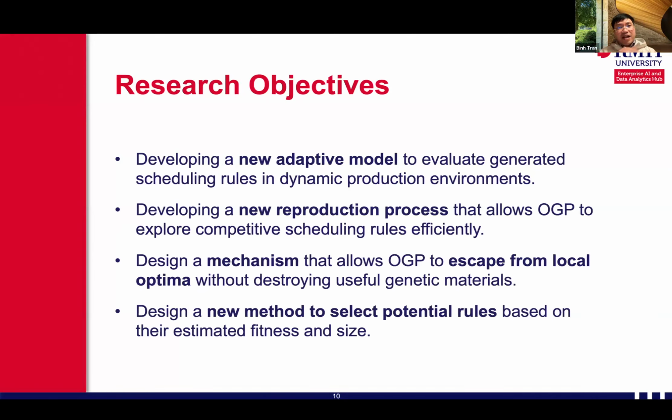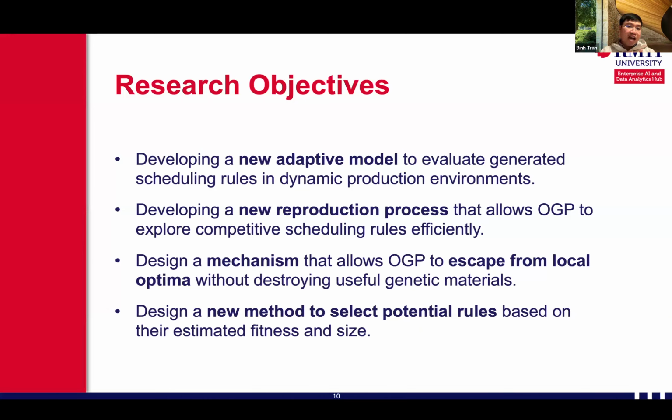To break it down, we try to develop a new adaptive model to evaluate generated scheduling rules in dynamic production environments. We try to develop a new reproduction process that allows our proposed method to explore competitive scheduling rules efficiently. Because if they compete and we maintain a very large, huge population, it is going to be quite unstable. So we need a way to make things go smoother and more efficient.